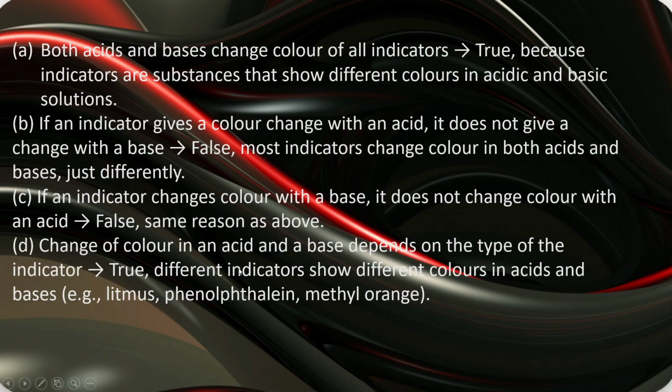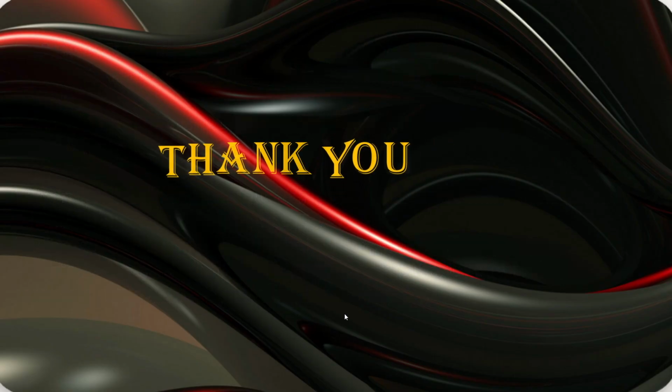D. The change of the color in an acid and a base depends on the type of the indicator. It is true. Different indicators show different colors in acids and bases. For example, we have red and blue litmus papers, phenolphthalein, and methyl orange. These are indicators.